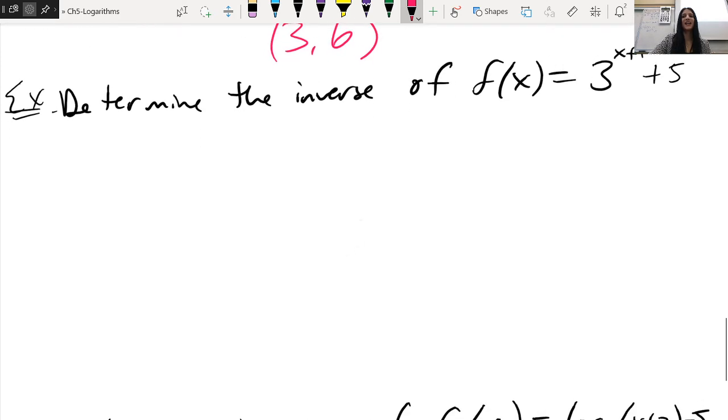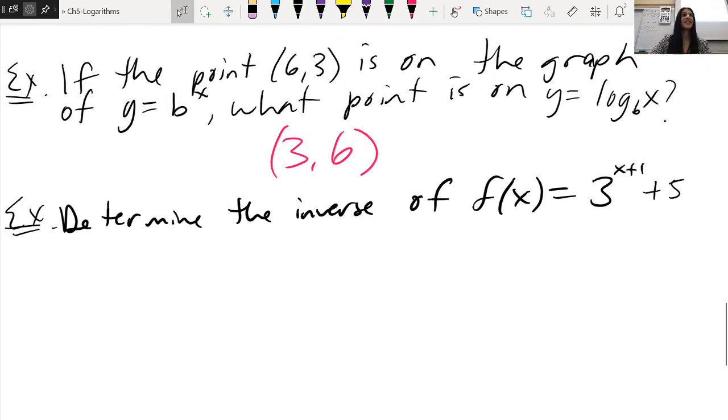Okay, I wanted to make sure that I at least talk about it, but let's actually work with this. Determine the inverse of this equation: f of x equals 3 to the power of (x plus 1), all plus 5. I'm going to give you a couple of minutes. I feel like you can do this. I'll give you a few minutes, then we'll go through it together.